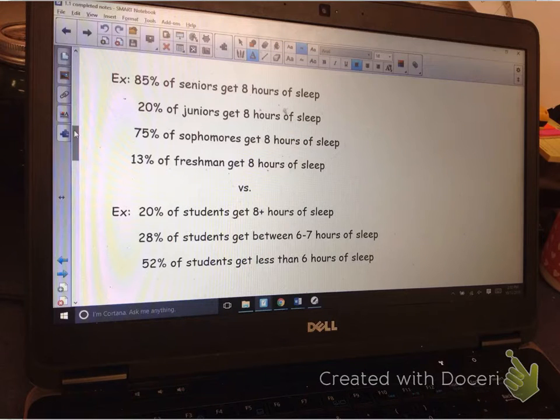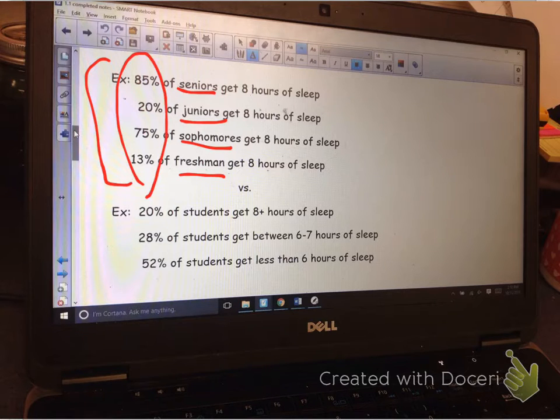My first example is talking about the hours of sleep, and the second example is talking about the hours of sleep. In my first example here, I have 85% of seniors get 8 hours of sleep, 20% of juniors, 75% of sophomores, and 13% of freshmen. Immediately, you probably notice this adds up to more than 100%. This is not okay to do a pie chart because this was a stratified sample, okay?